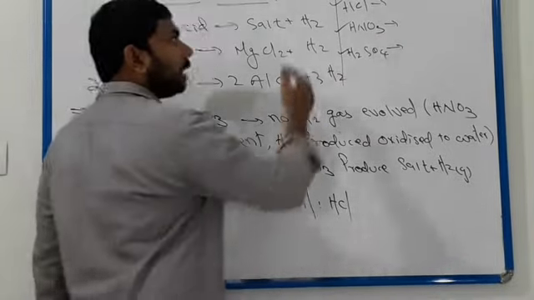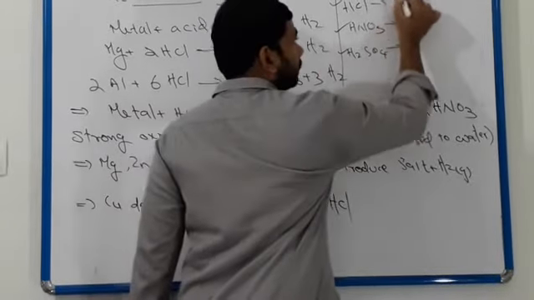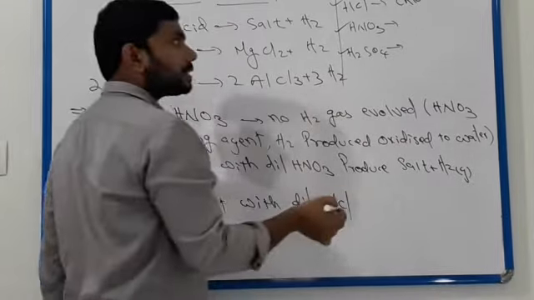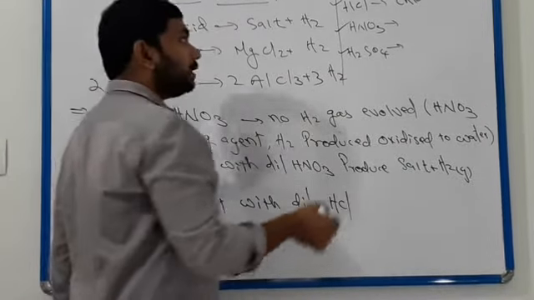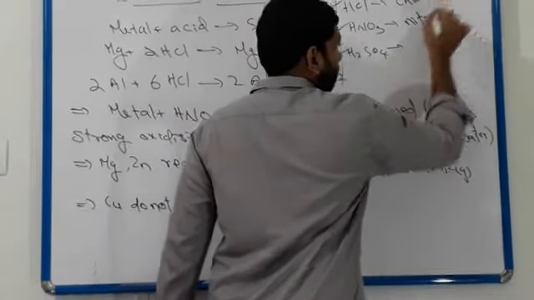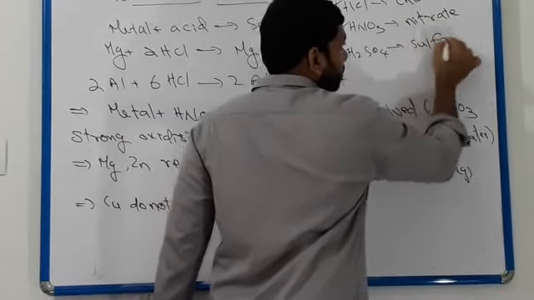Okay, so here hydrochloric acid forms chloride. The name of the salt formed from hydrochloric acid, we will say chloride. Nitric acid, we will say nitrate. Sulfuric acid, we will say sulfate.